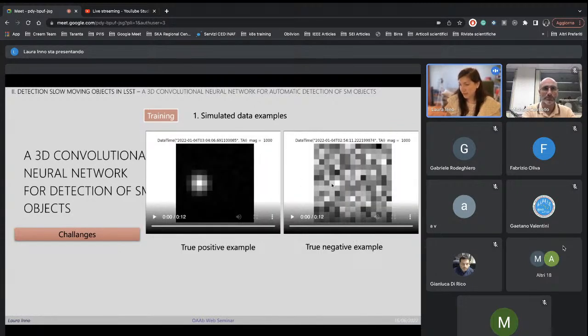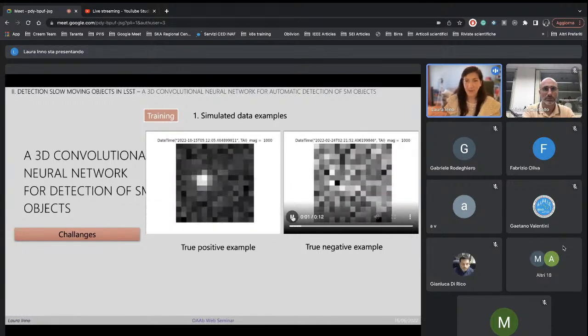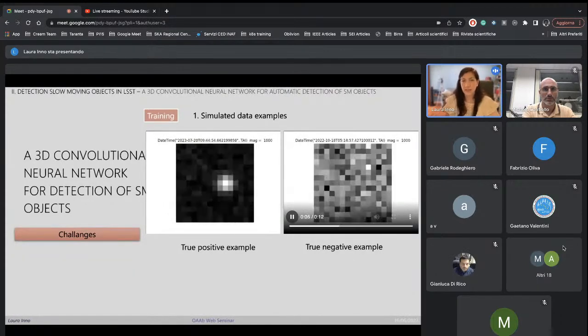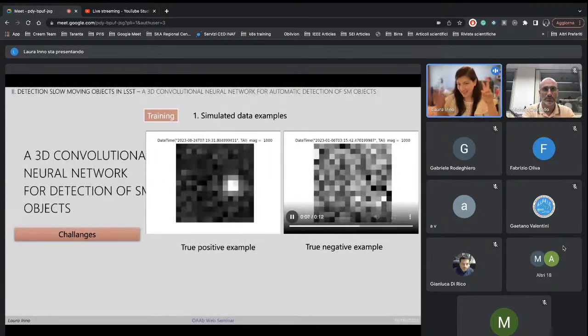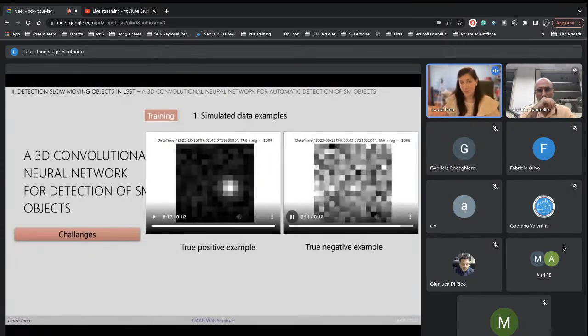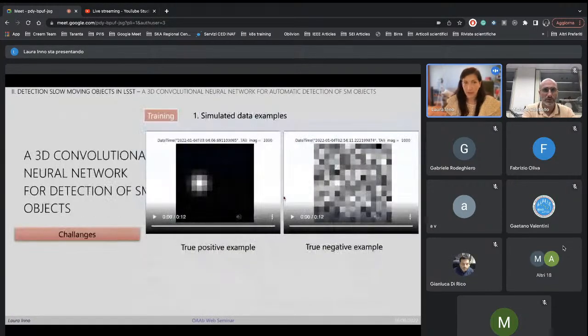And this is just, I hope this will work. So these are two examples of a true positive case and a true negative case where the background is real simulated DP0 images. But the zoom is really high because, as I mentioned before, this is 15 times 15 pixels.